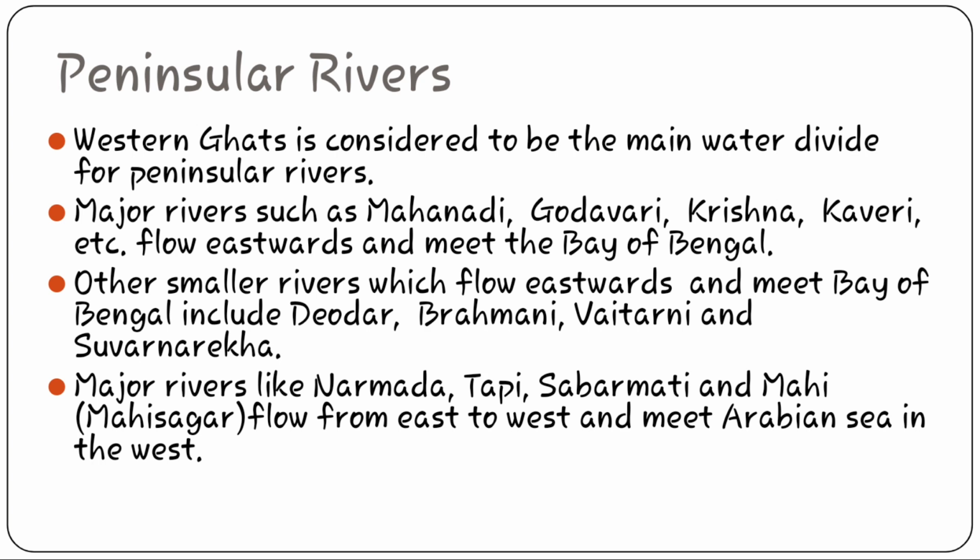Other small rivers like Brahmani, Vaitarani, Suvarna Rekha, they all meet Bay of Bengal. Other rivers like Narmada, Tapi, Sabarmati, Mahisagar, they all flow from east to west and meet Arabian Sea in the west. Now we will discuss each and every main peninsular river in detail.